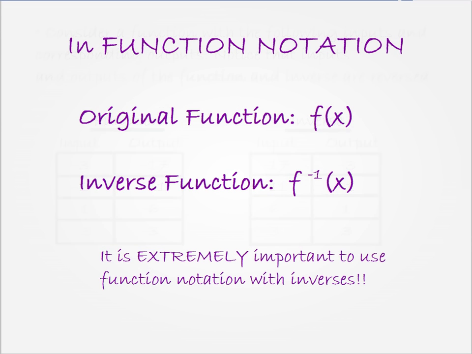Function notation looks a little different for inverse functions as well. If your original function is labeled f of x, the inverse function should be labeled f to the negative 1 power of x. This is known as the inverse of f. If my original function was g of x, this would be g to the negative first power of x, or the inverse of function g. It is extremely important to use the correct function notation with inverses.